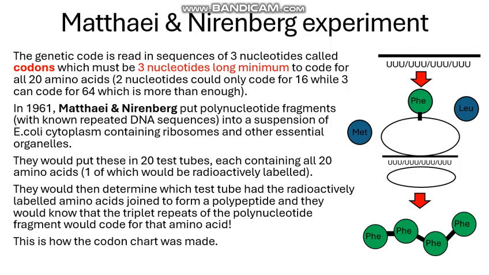There have to be 3 nucleotides minimum per codon to produce all 20 amino acids, because 2 nucleotides per codon could only produce 16 amino acids, while 3 is able to code for 64, which is more than enough, which is why if you look at the amino acid chart or table, a lot of amino acids are coded for by several different combinations of codons, just because we have more potential codon variations than amino acids available.